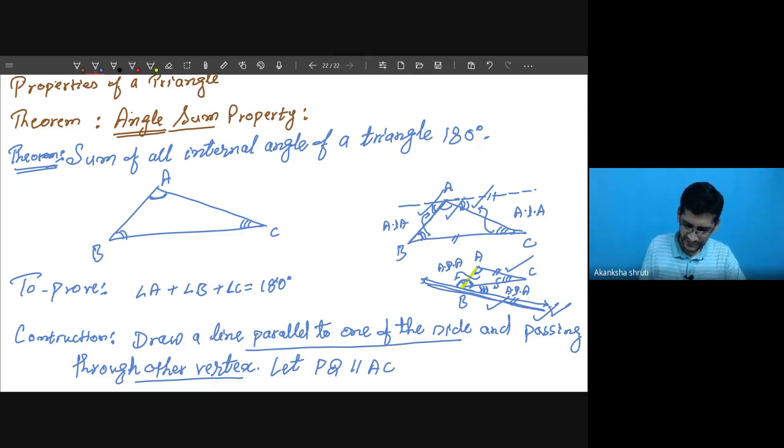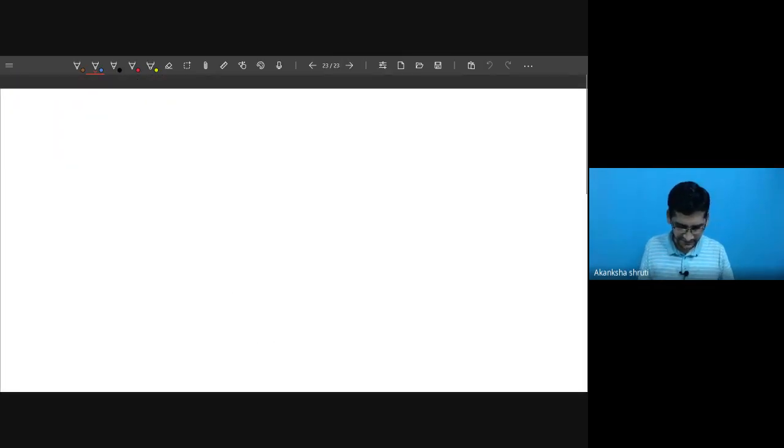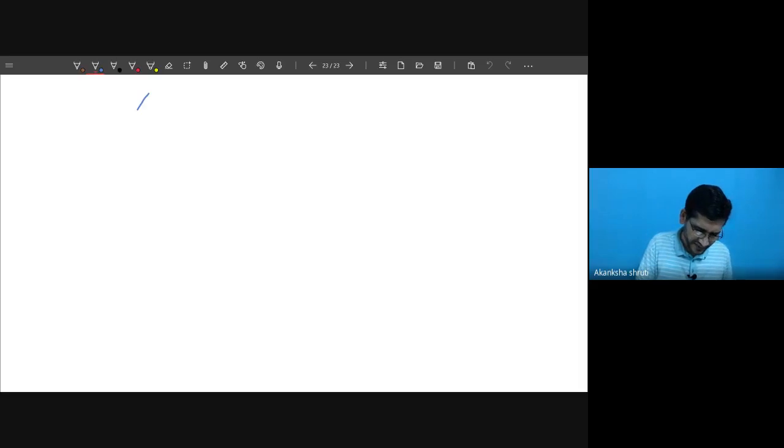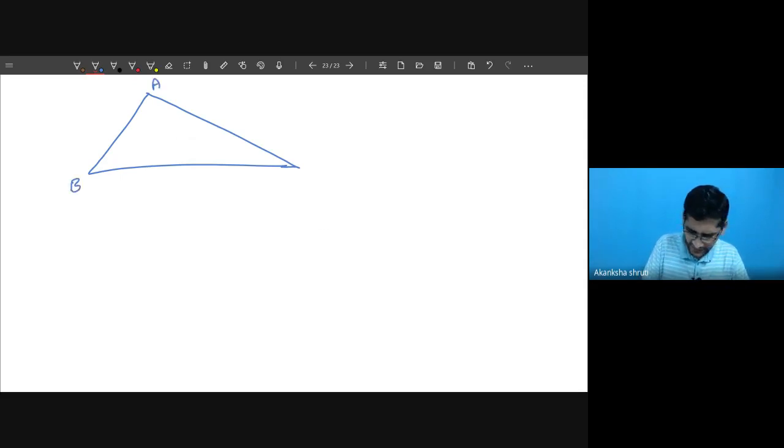Student, just observe this. In this case, our triangle is like this. So A, B and C. Student, observe carefully. We are going to draw a line parallel to this, meaning whatever this AC is, the same parallel. Means this inclination and this inclination will be the same. So be careful, then draw it.